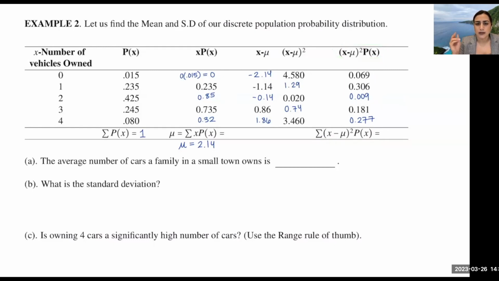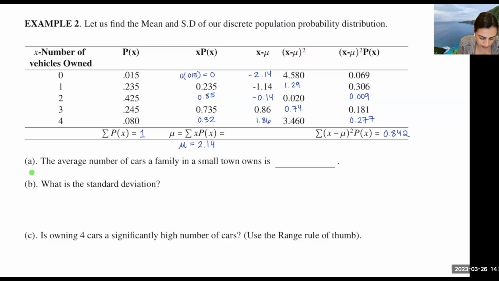Whatever the outcome was for that expression there. When we add all of these up, we end up getting the value 0.842. And then we're going to use this value in a little bit to be able to find the standard deviation. Okay, so let's go ahead and do the parts down here, just to make sure that we're understanding everything.